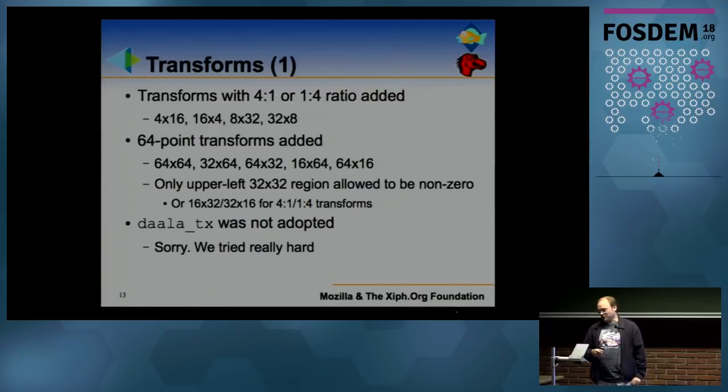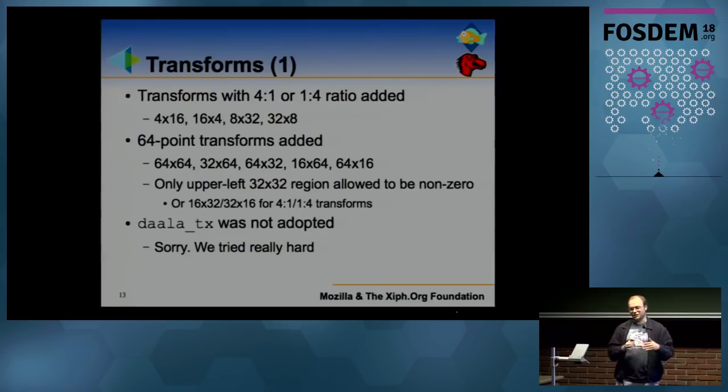All right, transforms. So we added transforms with a 4:1 or 1:4 ratio of width to height. So now we have 4x16 and 16x4 and 8x32 and 32x8. That's good because we already had prediction block sizes of these sizes. We just didn't have transforms to cover it, but now we do. So we can code those with a single transform. We also added 64-point transforms, so we can go all the way up to 64x64.